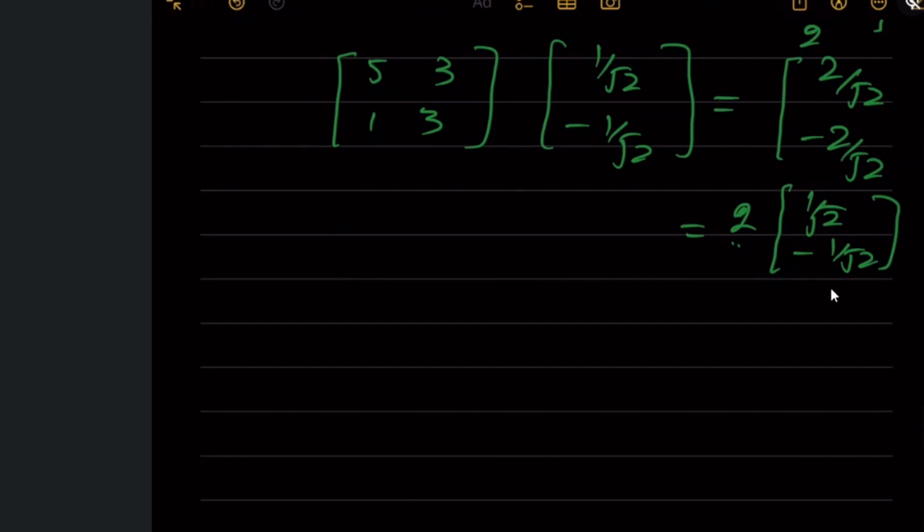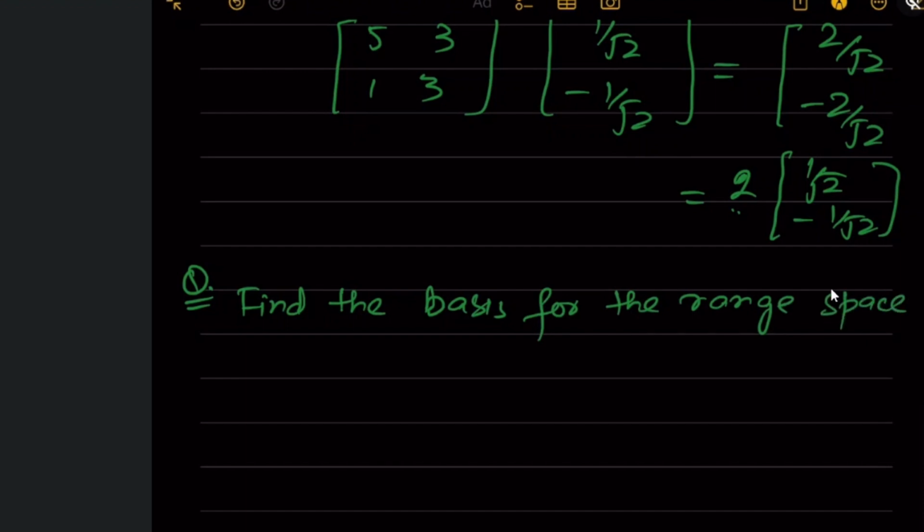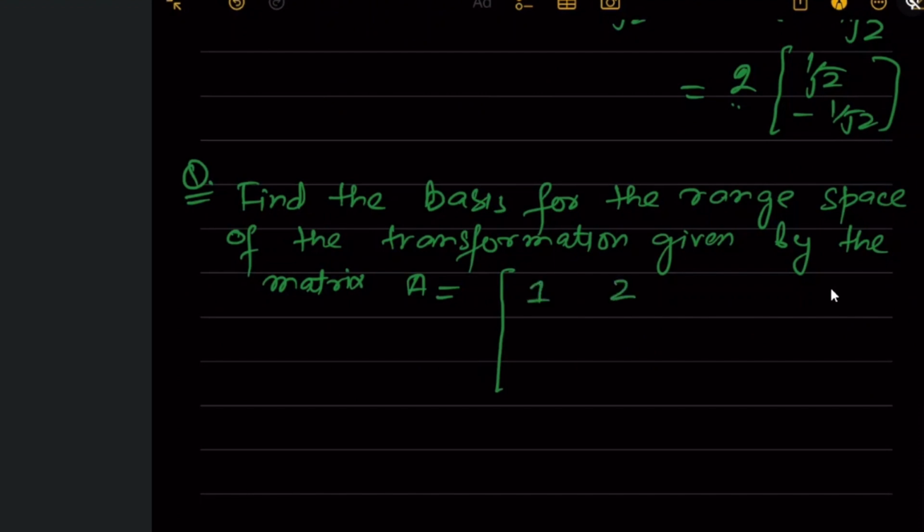So let us move to the next question. Find the basis for the range space of the transformation given by the matrix A equal to 1 2 3 0 0 2. Yeah.